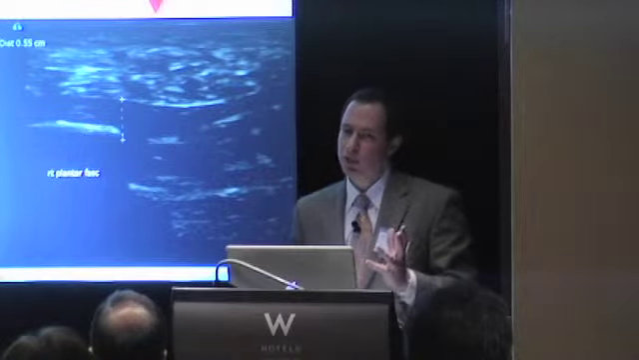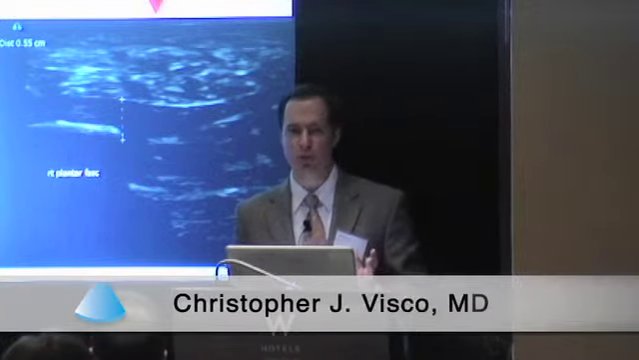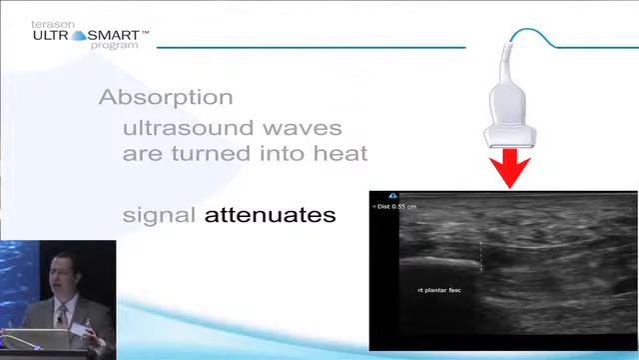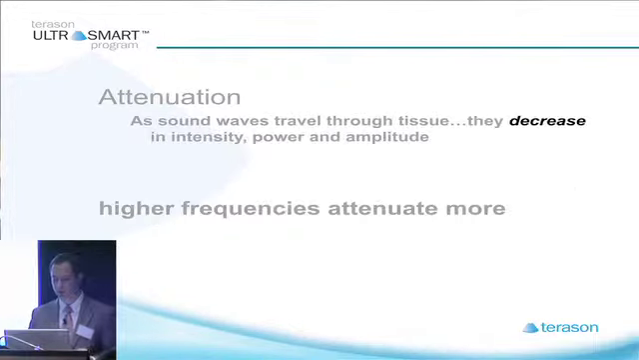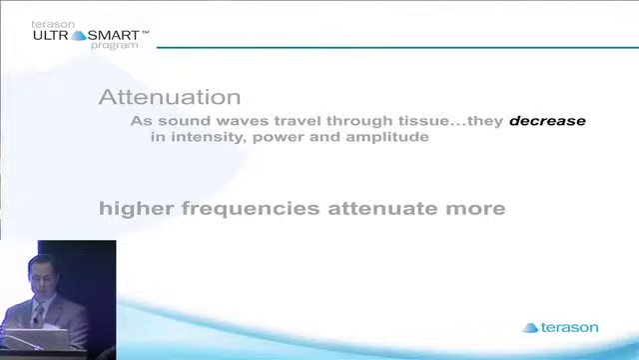So what this process is called is absorption. The signal comes off the transducer by the reverse piezoelectric effect. Sound waves come out, they hit the dense tissue, they're turned into heat, and that's attenuation of the signal due to absorption. So the signal attenuates, you don't get as much of it back, and it's absorbed into the tissue itself. That attenuation occurs when sound waves travel through tissue and they decrease in intensity, in power, or in amplitude.